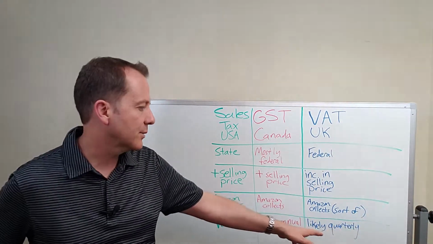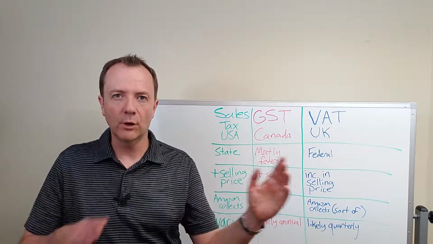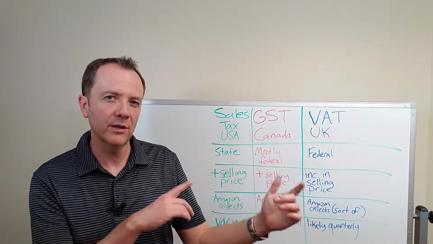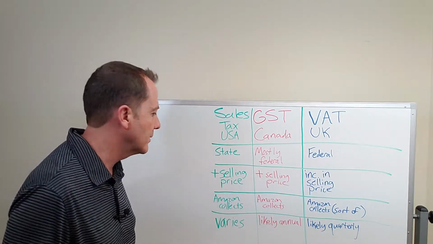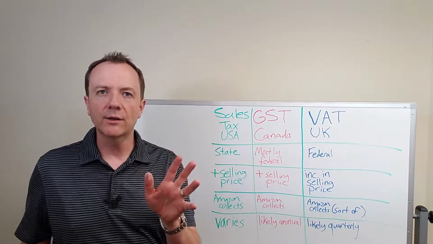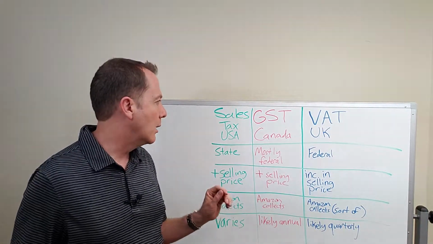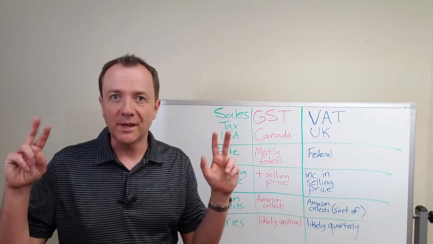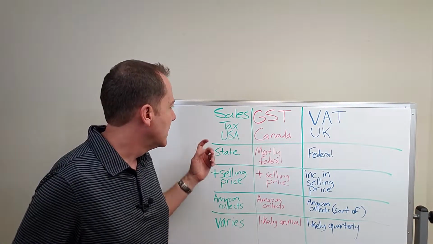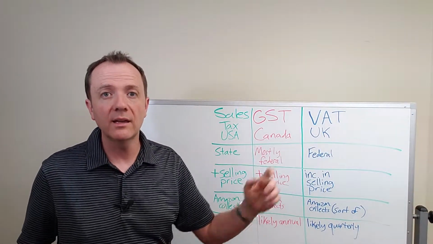Now, just make sure to check their schedules, because I found their quarters don't match up with like January through March. They're off by like a month. So just check those. But more than anything, I just want to give a brief overview of the sales tax situation in the US, Canada, and UK, and give you a little bit of the difference.